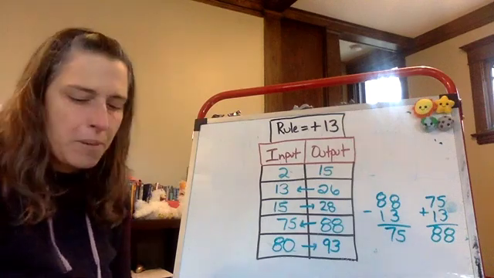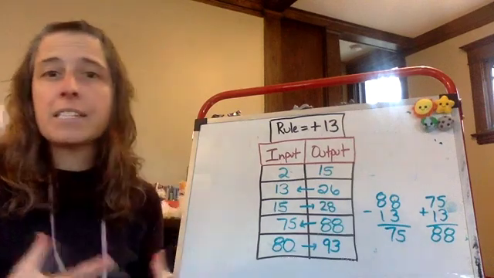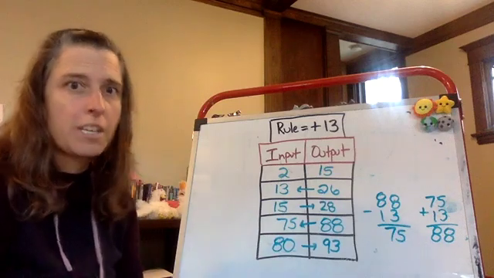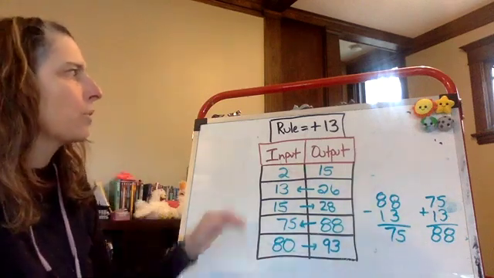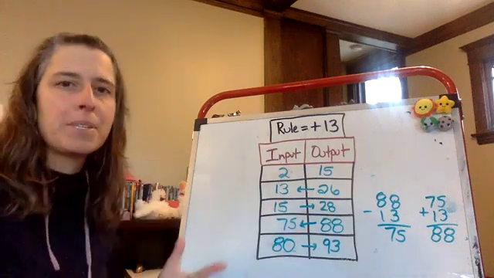So you need to remember that when you're working with these input-output charts, if they want you to find the input, if they want you to work backward, you have to find the opposite of the rule.